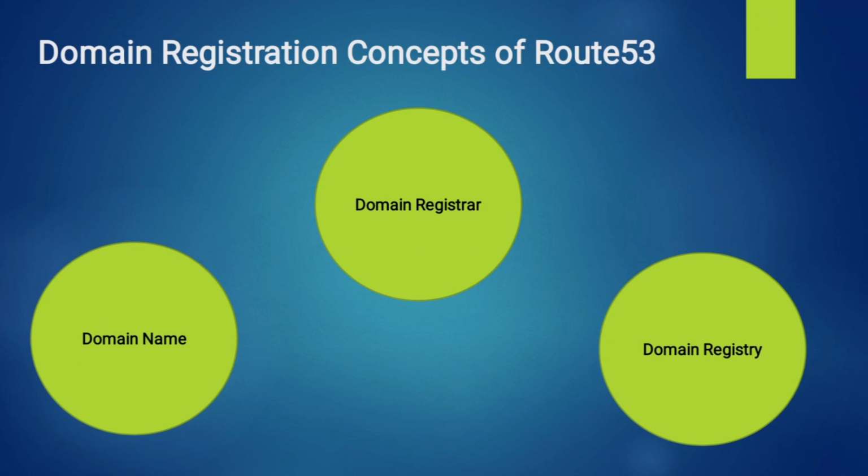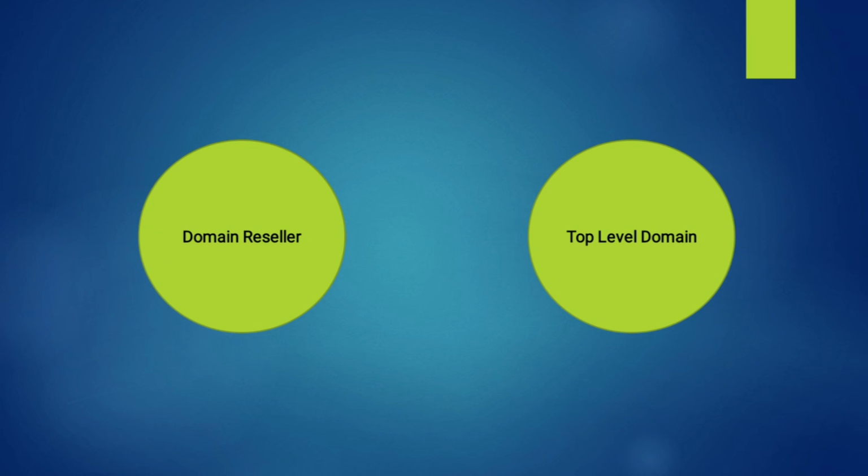That is domain registry. Next one is domain reseller. This is the company that sells domain names for registrars. For example, GoDaddy, Amazon, etc. And the last one is top level domain. That is represented as TLD. It is the last part of the domain name such as .net, .in, .com, .org, etc. Basically, these top level domains are of two types: generic top level domains and geographic top level domains.